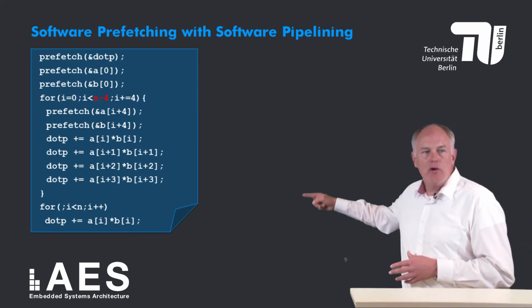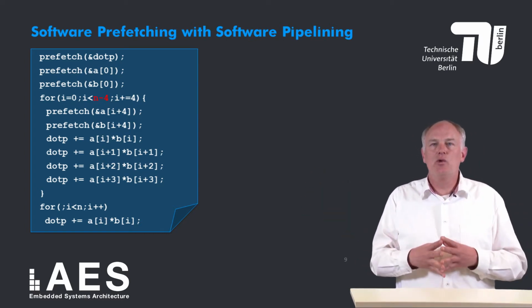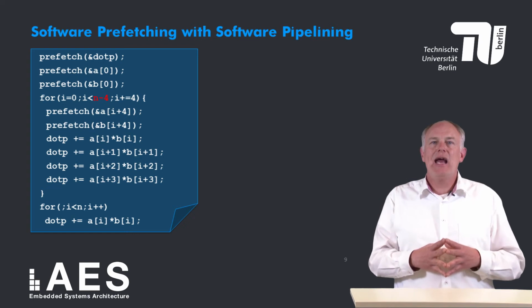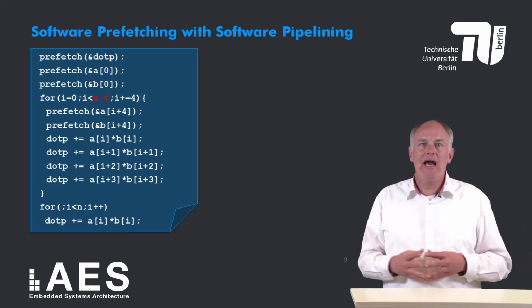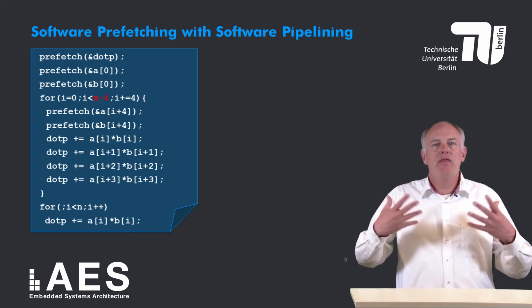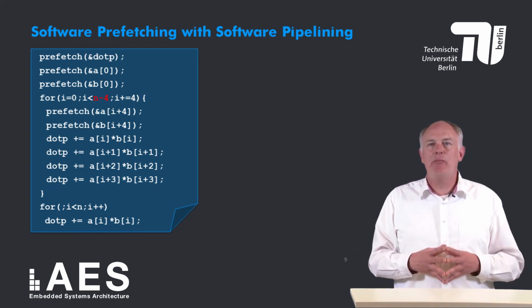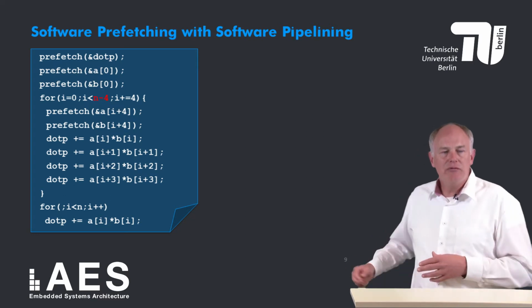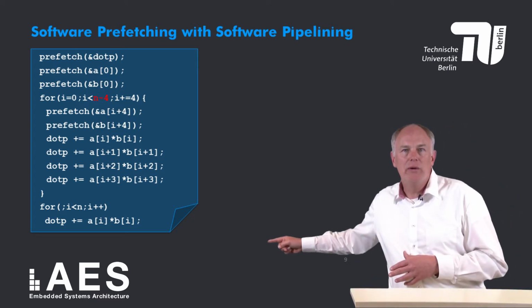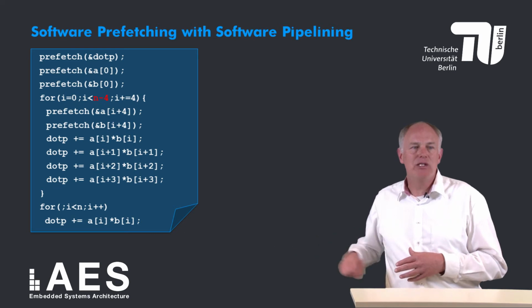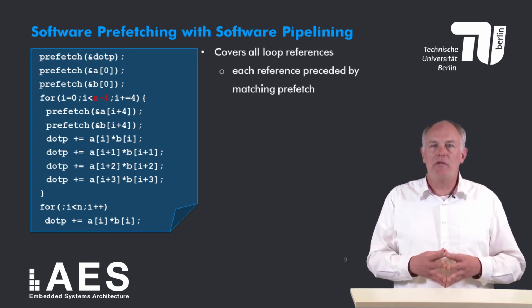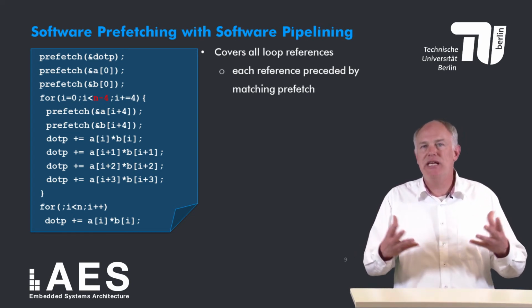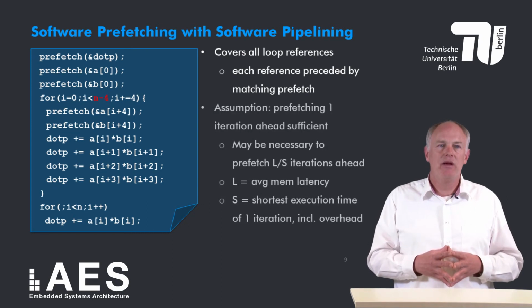Then there is an unrolled loop that is identical to the code on the previous slide, except that the upper bound has been replaced by n-4 as highlighted in red. This ensures that no unnecessary prefetches will be generated. Finally, there is another loop that processes the remaining elements of A and B. This code covers all loop references, meaning that each access or reference is preceded by a matching prefetch.